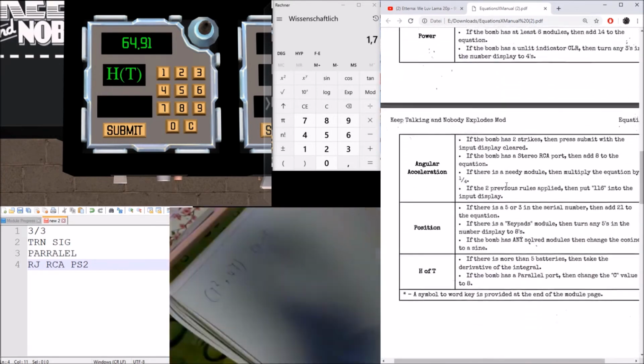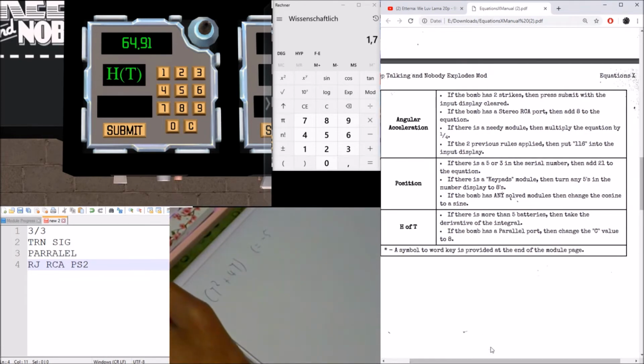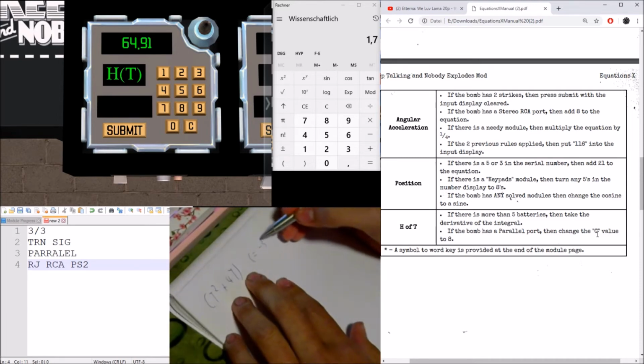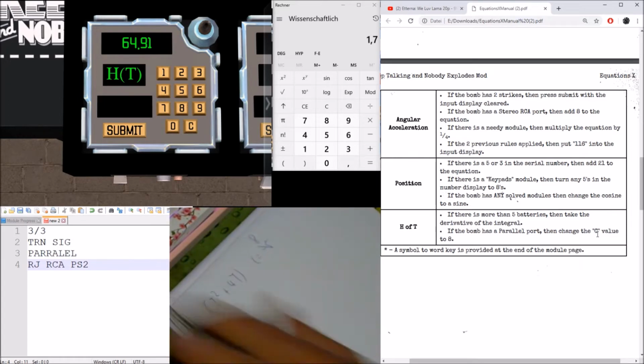So now you go to the rules. If there are more than 5 batteries, then take the derivative of the integral. We don't have more than 5 batteries, so that does not apply. If the bomb has a parallel port, then change the C value to 8. We do have a parallel port. So your C value is not -5, it's 8. Just to clarify, -5 is just subtracting 5. It's just -5. And if it's a number without a negative sign, then it's just add.